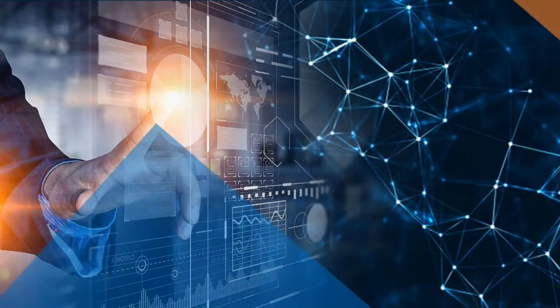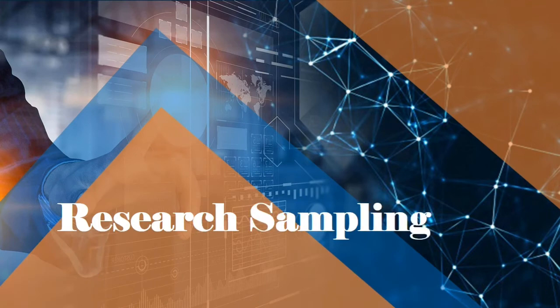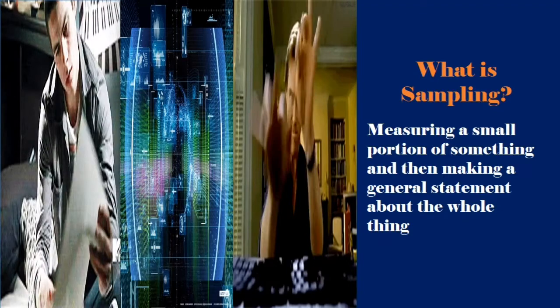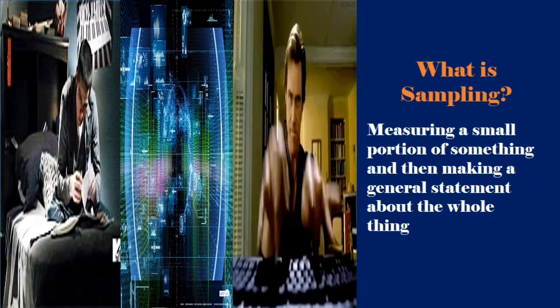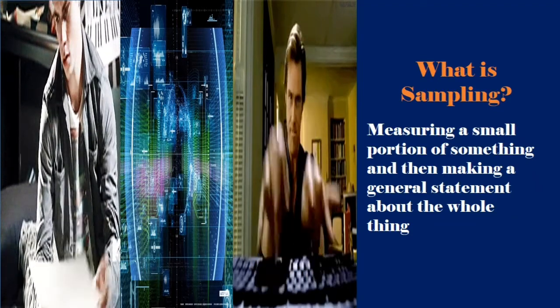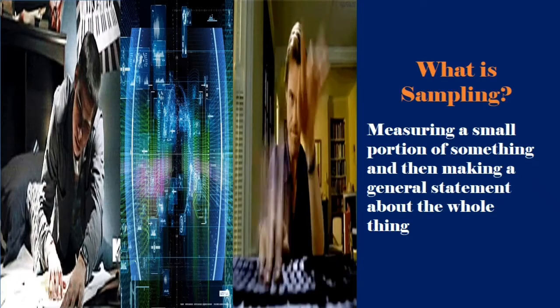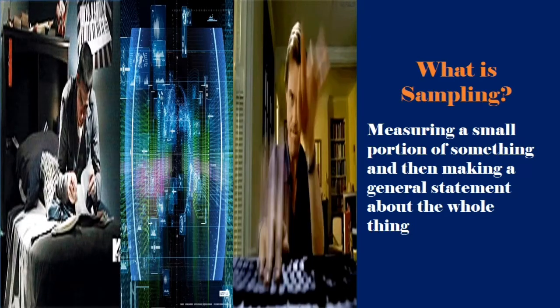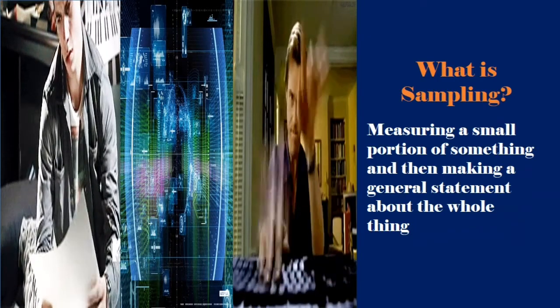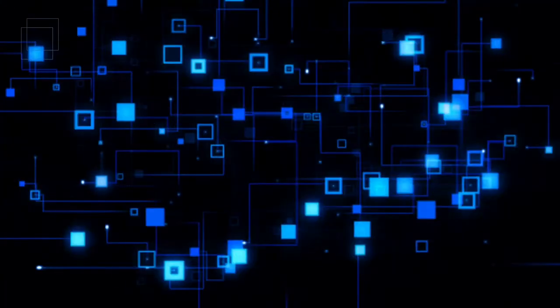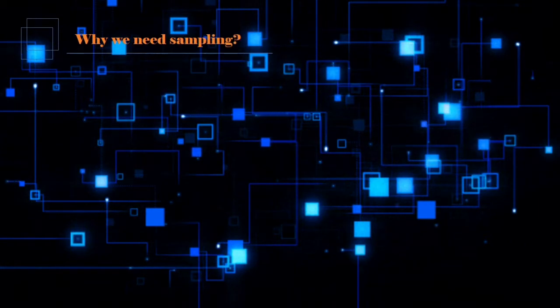Our topic is on research sampling. My question is, what is sampling? This is measuring a small portion of something and then making a general statement about the whole thing. Sampling is a process used in statistical analysis in which a predetermined number of observations are taken from a larger population. Now, my next question is, why do we need sampling?